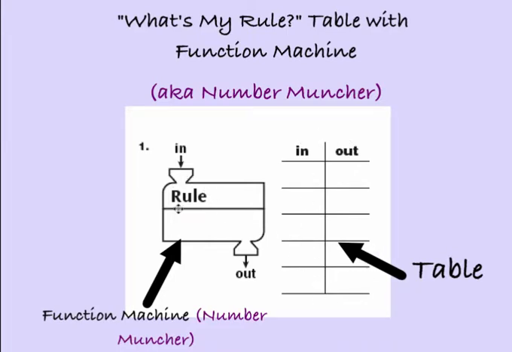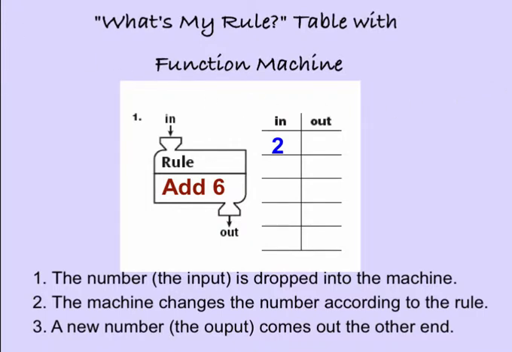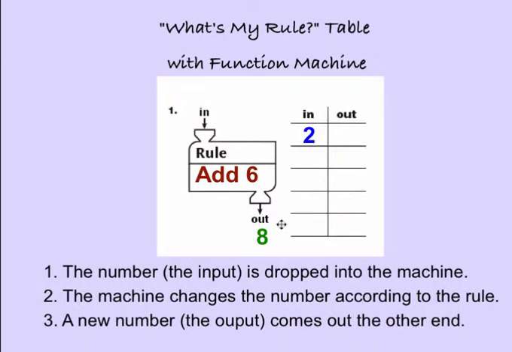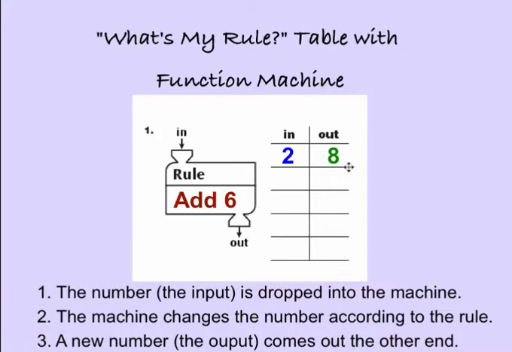This is the table, this is the function machine. And there's a couple different types that we'll talk about later, but let's look at a basic one pretty quick. So this is your basic What's My Rule table with the function machine. And our rule today, for this table at least, is that you are going to add 6 to any number that is dropped into the machine. So if I were to take the number 2 and drop it into my machine, the rule is going to add 6 to it. So what happens is the number 8 comes out because we've added 6 onto 2, and we are going to put the number 8 in the out column.